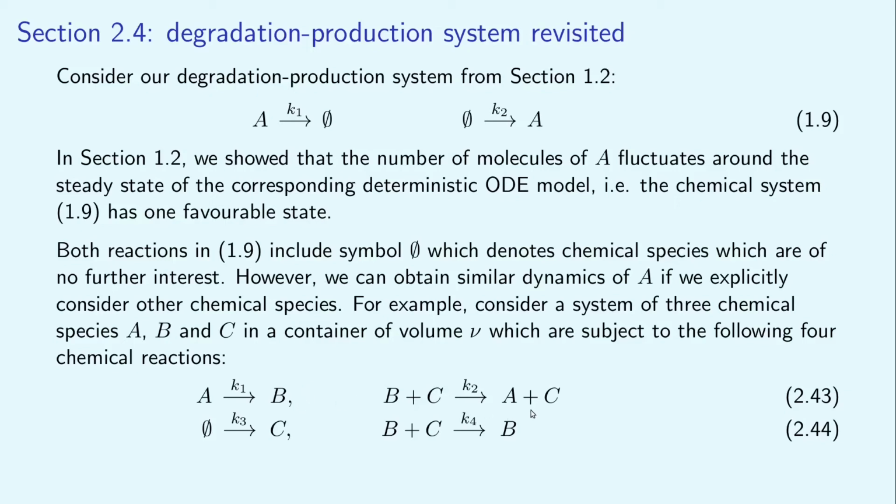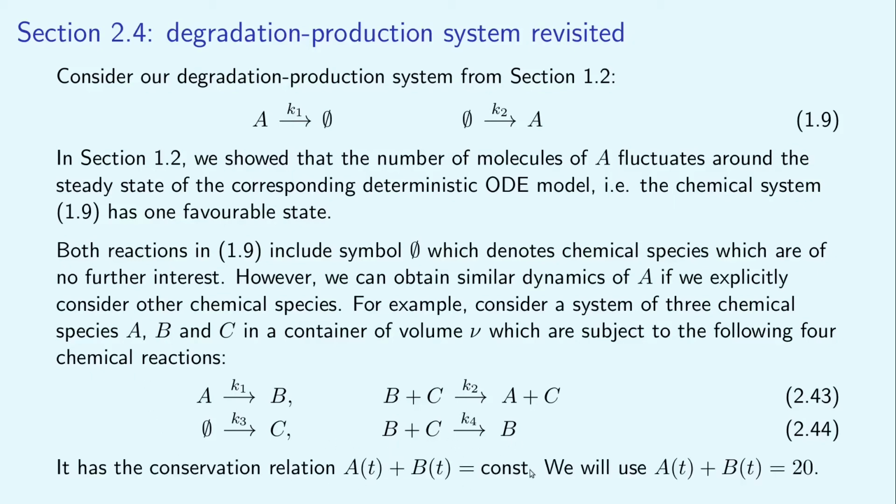The second reaction is the production of A, but instead of the production with a fixed rate, we assume that chemical A is produced from chemical B with the help of chemical C, which is itself produced in the third reaction, and catalytically degraded with the help of chemical B in the last reaction. Looking at this system, we observe that A and B satisfy the conservation relation that A plus B is constant. Indeed, the first reaction produces B and removes A, so it does not change the sum A plus B. The other reactions do not change the sum either.